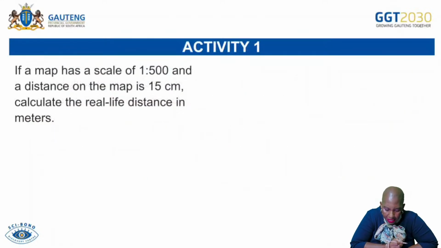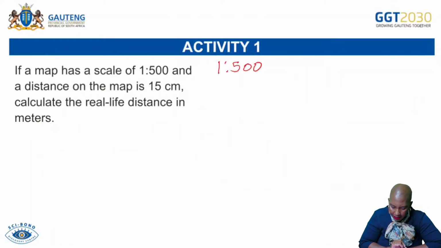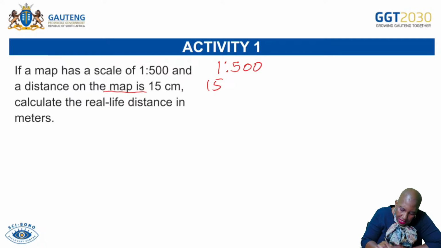Now, let's have a look at activity 1. If a map has a scale of 1:500,000, and a distance on the map is 15 centimeters, calculate the real life distance in meters. Now here, what are we given? The scale. Let me work from this side. The scale that is given is 1:500. And then now they're telling us 15 centimeters is a distance measured. So this distance is on the map.